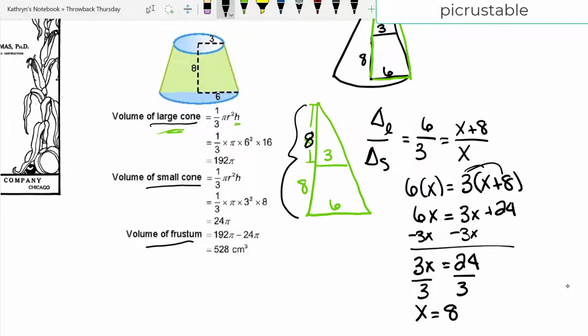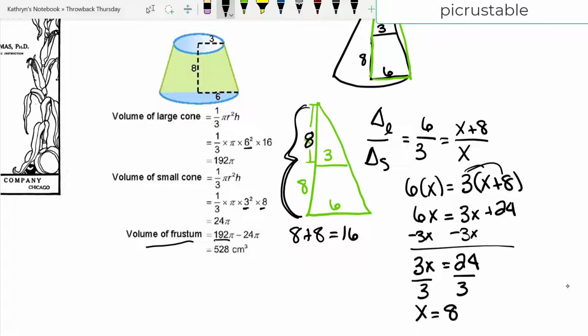Now let's look at our formulas. The formula for the volume of a cone is 1/3 pi r squared h. 1/3 times pi. Now the radius of the large cone is 6. And the height is, well, what is that? That's this whole thing right here, which is 16. 8 plus 8 is 16. And then they multiplied it, left the pi there. The small cone is the same, but now the radius is 3 and the height is simply 8. And they end up with 24 pi.